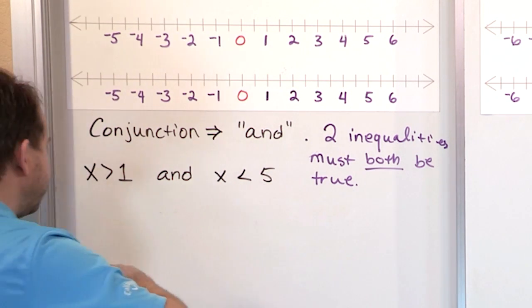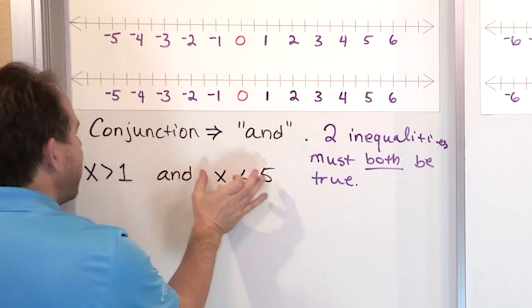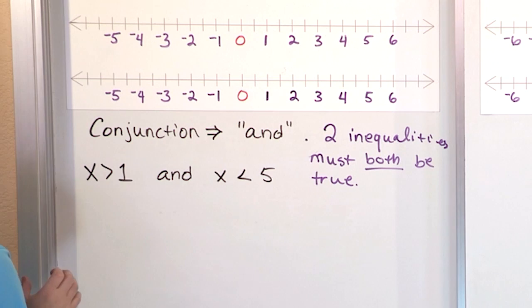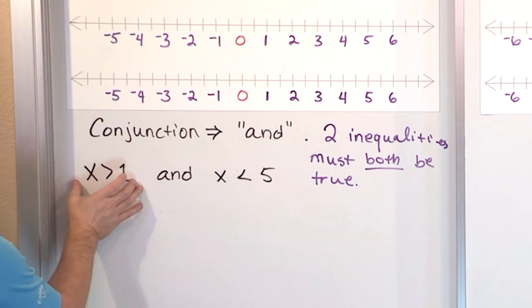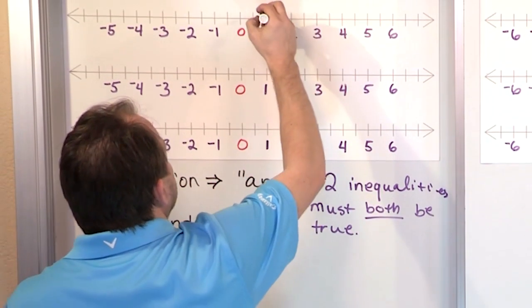So if we go up to our graph, we know how to graph this and we know how to graph this, and we're saying that they both have to be true, so we need to represent both of them on the same number line. So we go up here to the number 1 and we put a circle around it.